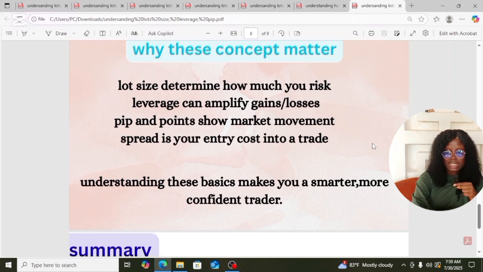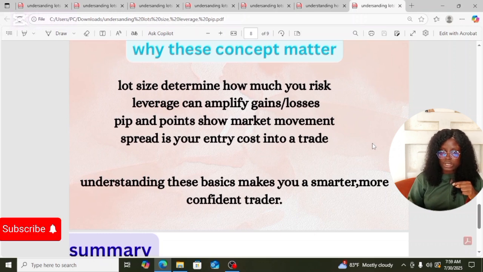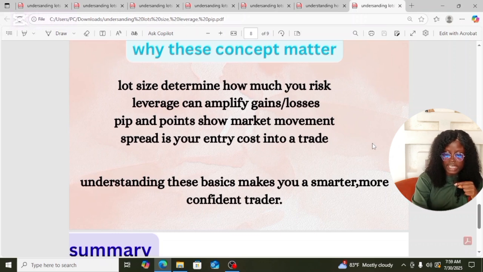So why do these concepts matter? Lot size determines how much you risk. Exactly. The bigger your lot size, the bigger your risk, or the bigger your profits. And leverage can amplify gains or losses. Leverage is the money that our broker lends to our trading capital, just for us to be able to open bigger trades or bigger positions.